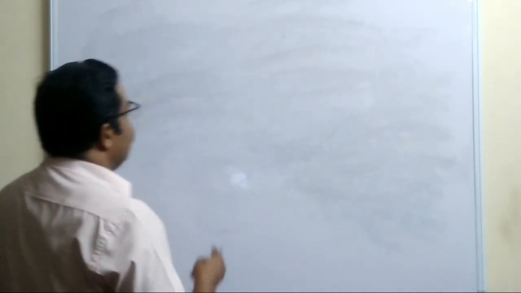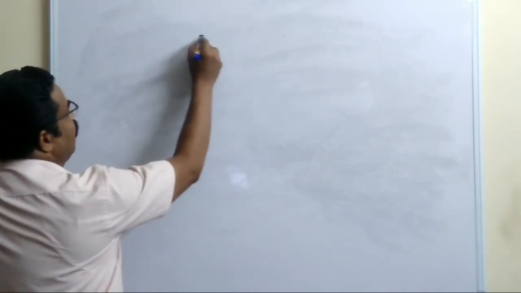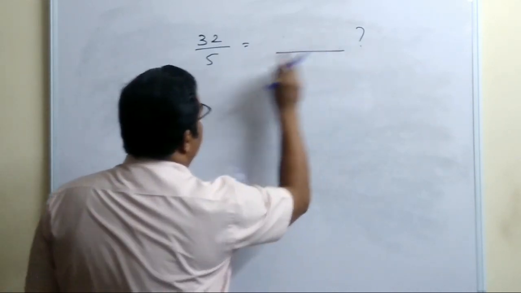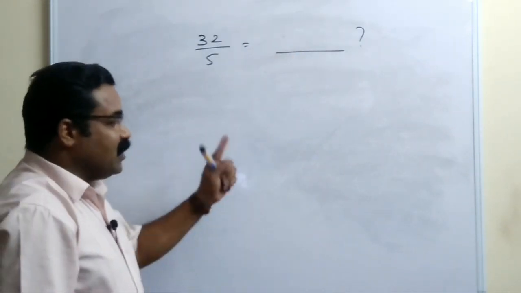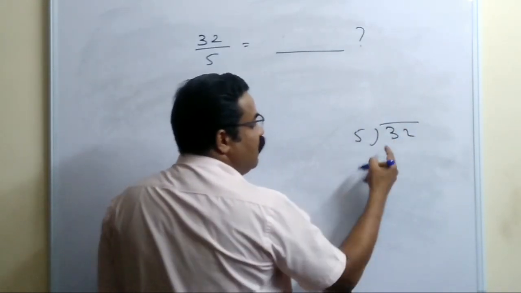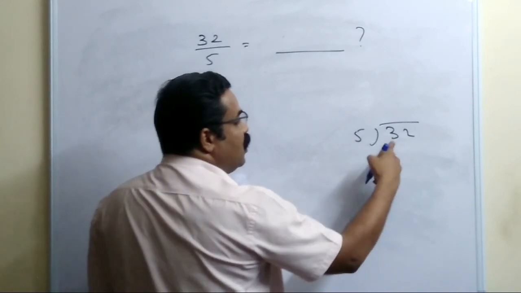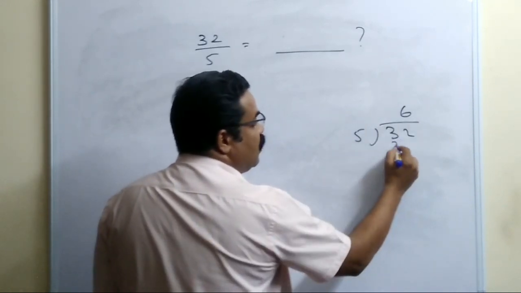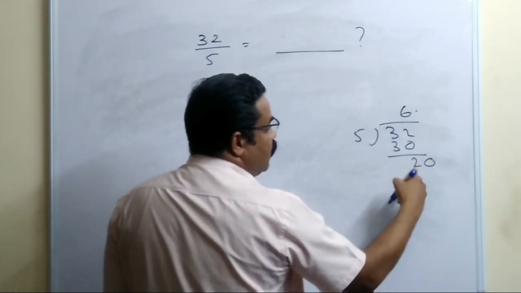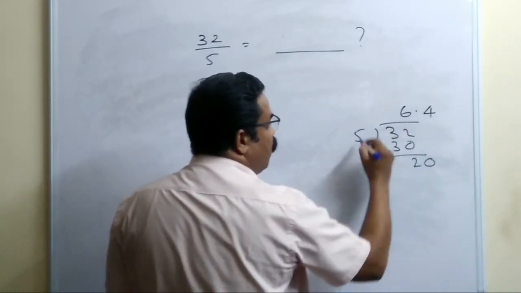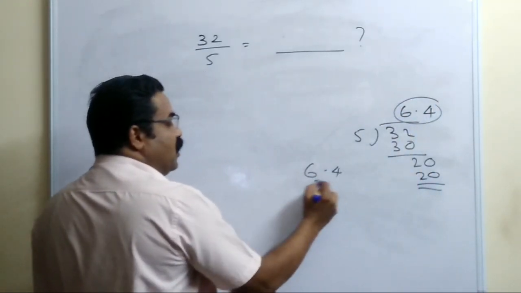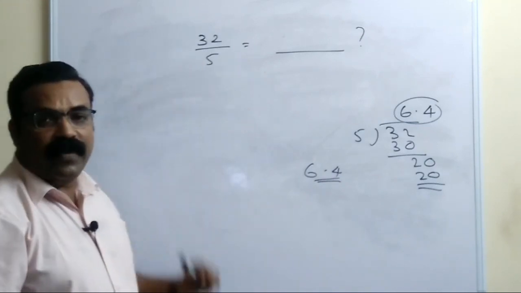For example, I have a number like 32 divided by 5. So I want the decimal form of this number. Generally, what is the method we use? 32 will be divided by 5. Then we will see in 3, 5 will not be divided. So 32, 6 times, 6 5s are 30. So then we will take this 2 down and put a 0 and put a point here. Then in 20, 5 will go 4 times. So 4 5s are 20. So you got the answer 6.4. So 6.4 is the decimal form of 32 by 5.